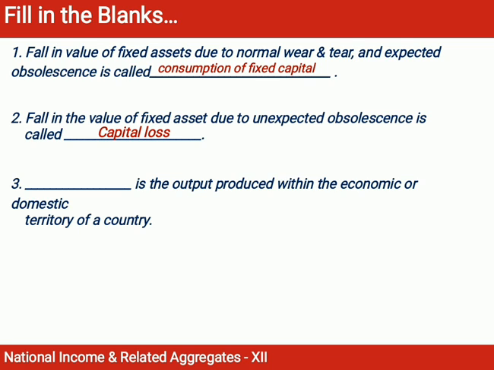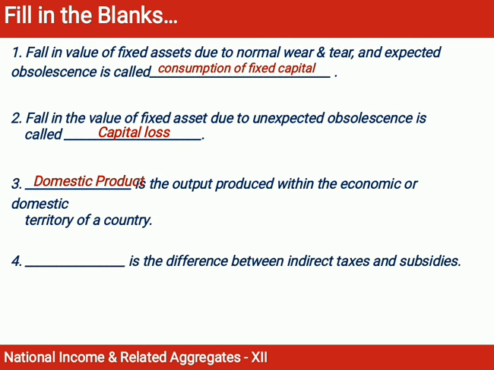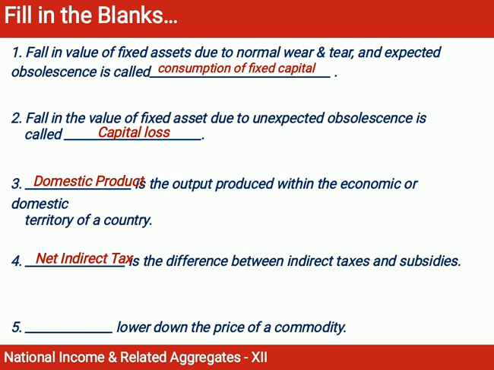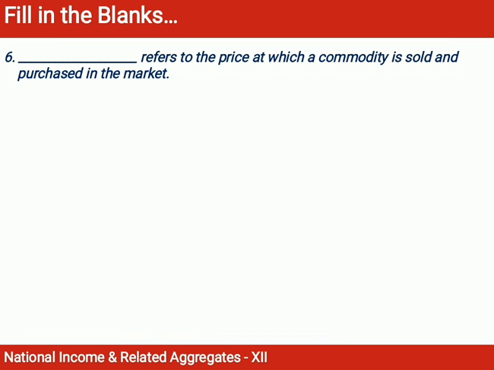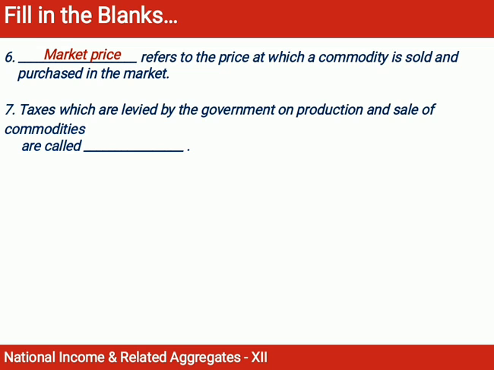And third, the output produced within the economic or domestic territory of a country is known as domestic product. What is the difference between indirect taxes and subsidies? Indirect taxes raise the price of the commodity. Subsidies lower down the price of the commodity. And next, market price refers to the price at which the commodity is sold and purchased in the market. Taxes which are levied by the government on production and sale of a commodity are called indirect taxes.